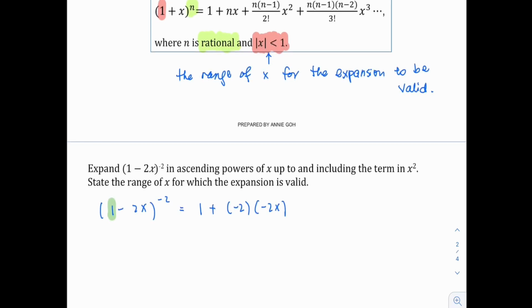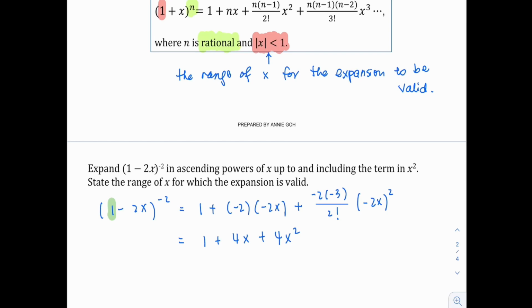For the next term, it's n times n minus 1 over 2 factorial times x squared. So let's apply this. It's negative 2 times negative 3 over 2 factorial times negative 2x squared. Here's how we solve the binomial expansion. And then we just need to simplify it. It becomes 1 plus 4x plus 4x squared.